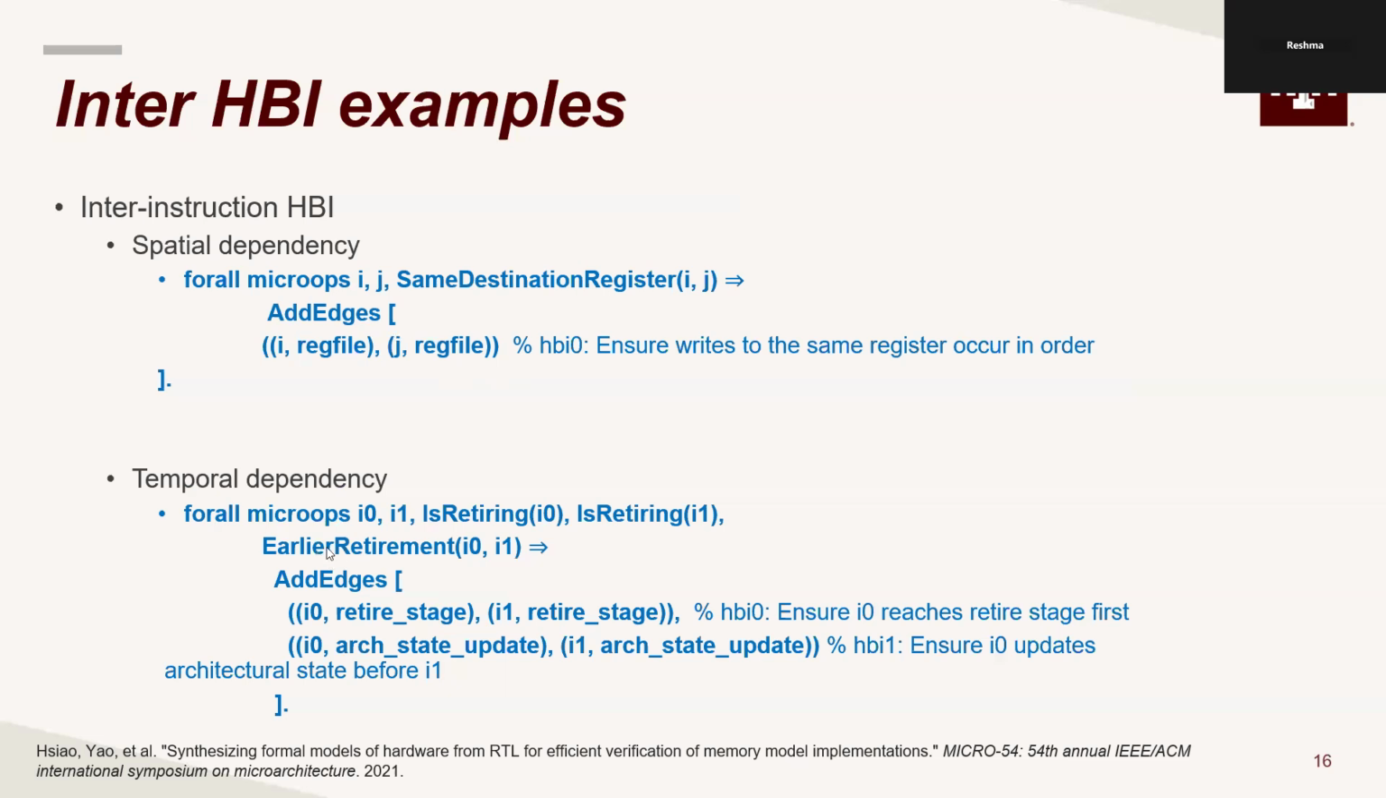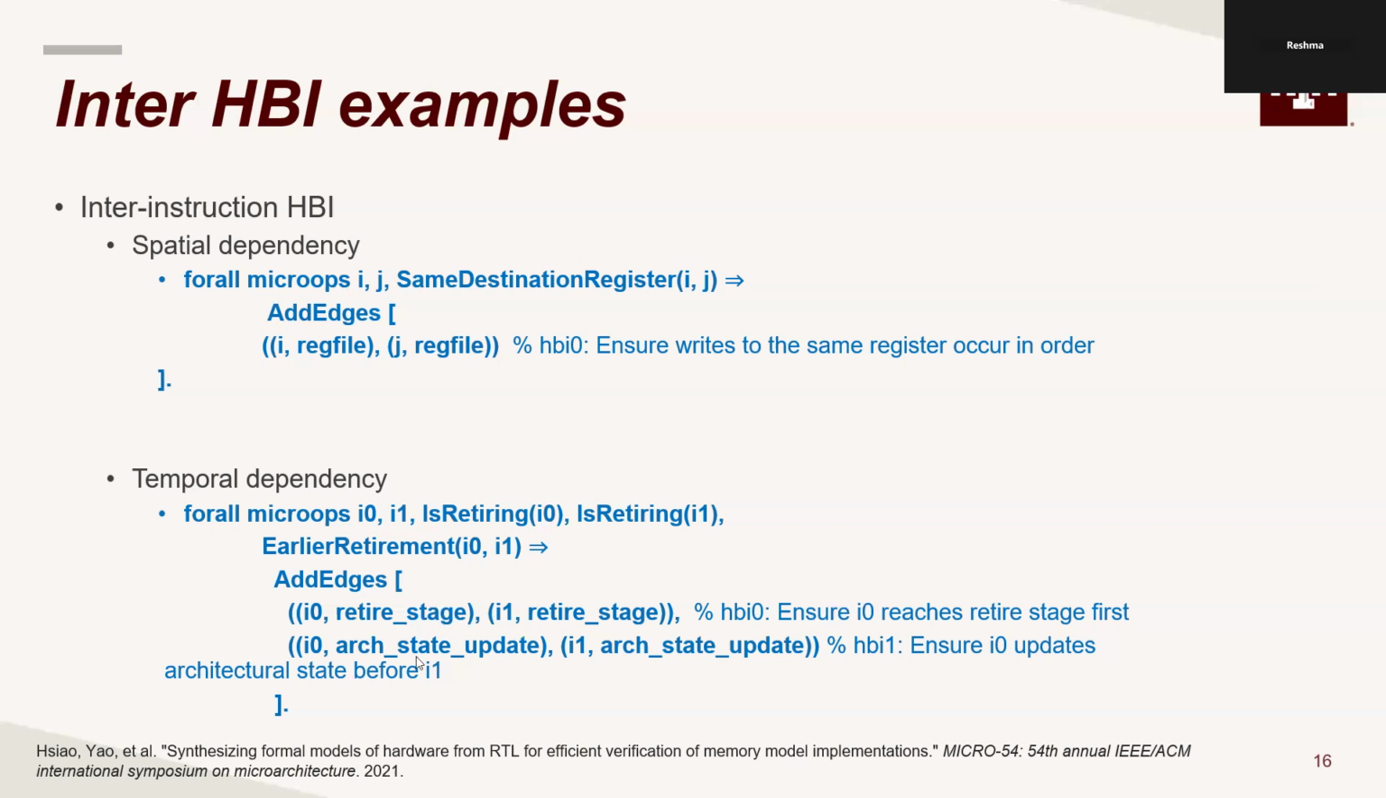For the temporal dependency example, consider two instructions I0 and I1 executing in a superscalar pipeline. Even though the processor can issue multiple instructions per cycle, it must retire instructions in program order to maintain correctness. So if I0 is scheduled to retire before I1, then it must reach the retirement stage first in the pipeline, and only then should I1 reach it.